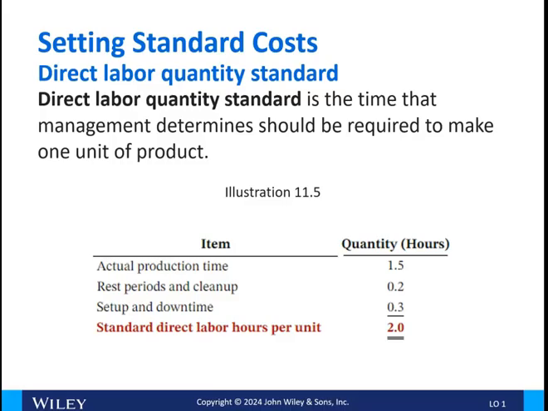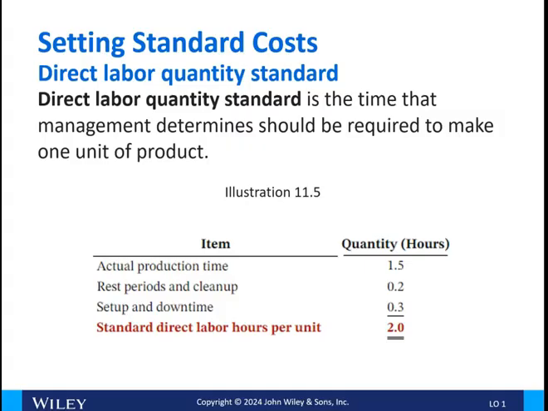The direct labor quantity standard is the time that management determines should be required to make 1 unit of product. So we have production time, so it takes an hour and a half of production time, but we have to give our employees breaks, rest periods. They have to have time for setup and cleanup. Setup could be changing over the machine to a new product, or as pieces wear out in a normal process, you need to add a different tool into the machine, that type of thing.